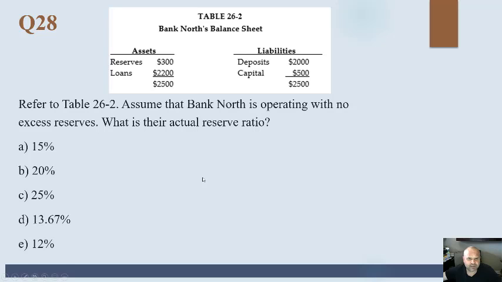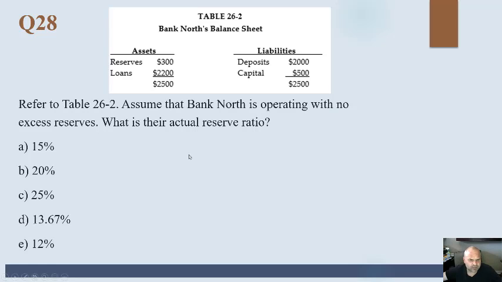Okay, so refer to this table here. So we have a balance sheet. We have our assets on the left, reserves, loans. On the right, we have liabilities. These are our deposits, and then we have capital. And it says here that the Bank North is operating with no excess reserves. So if they're operating with no excess reserves, what is their actual reserve ratio or their target reserve ratio? We can figure that out because we're told that they don't have any excess. So I'll give you a second to think about how you get that answer.